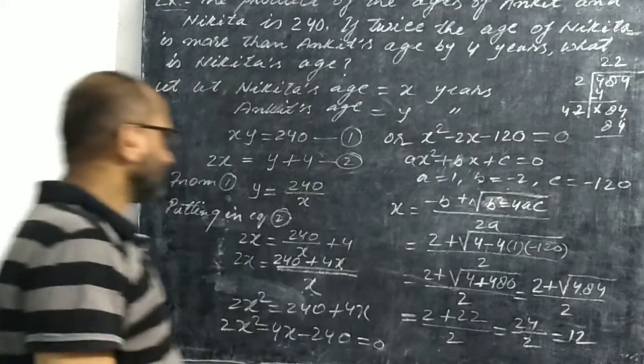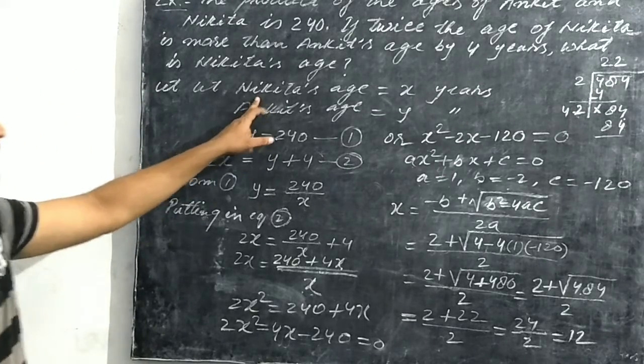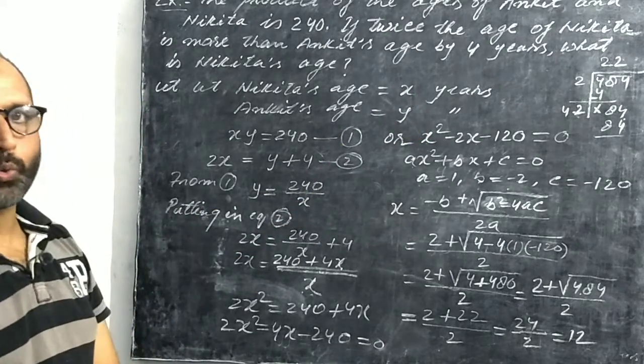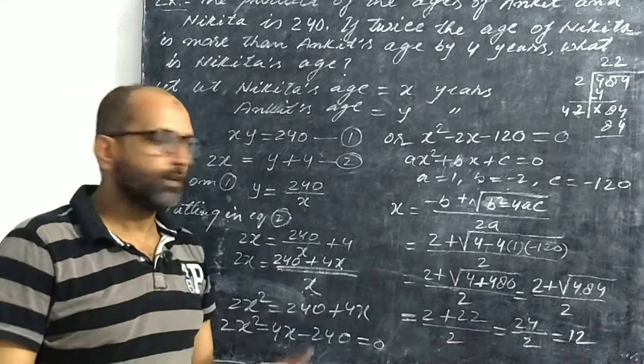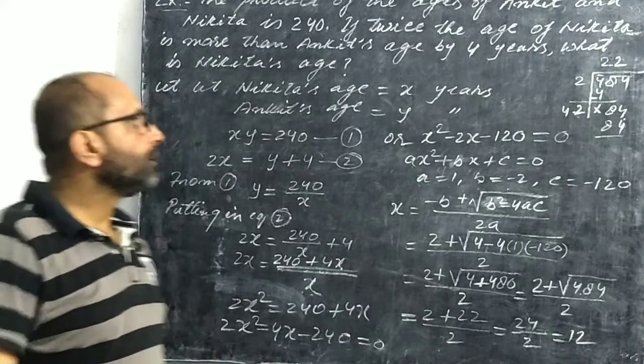So x is equal to 12, and what is x? X is Nikita's age. So Nikita's age is 12 years. So this is how to solve language problems based on ages.